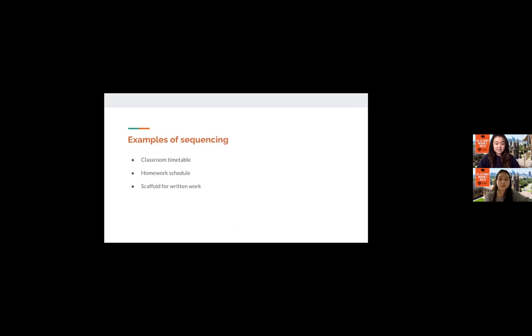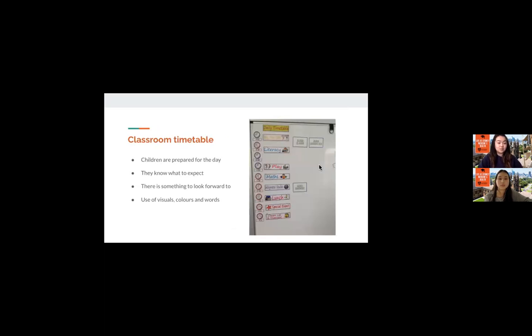So here are some examples of how sequencing can be used in a classroom and at home. And a lot of these may already be familiar, or you may have already been implementing them in your classrooms. So this first one is a classroom timetable of what happens throughout the day. It can make the school days appear less overwhelming if it's split up into smaller sections of time.